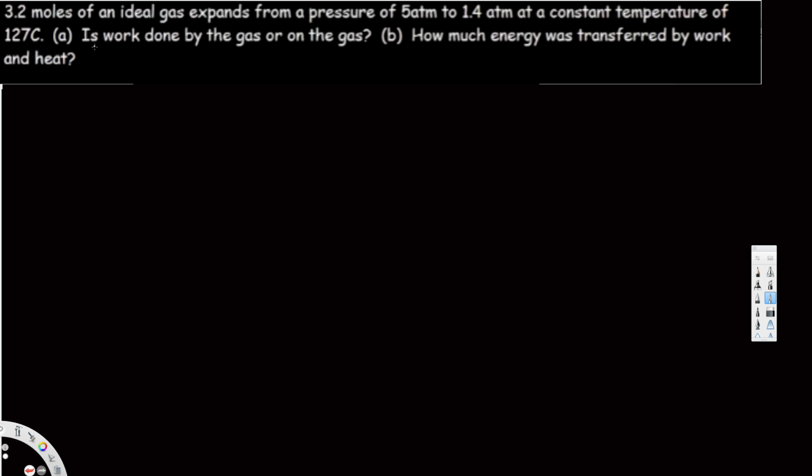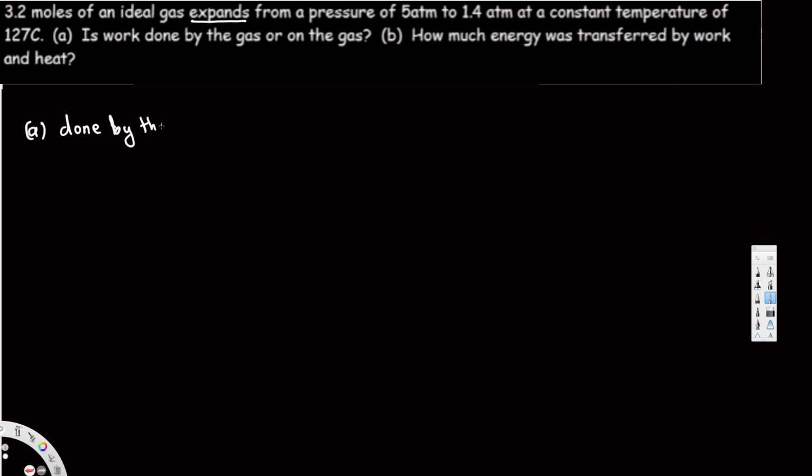So let's do the first question now. Is work done by the gas or on the gas? Whenever you see expands, that means it's done by the gas. If you see compressed, it's done to the gas. So here it's done by the gas. So the answer for the A part is done by the gas.